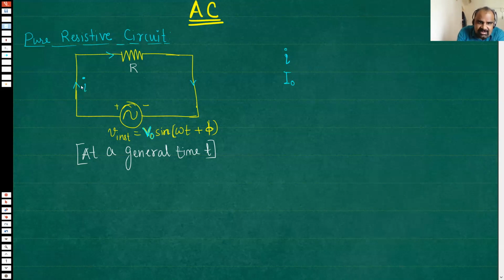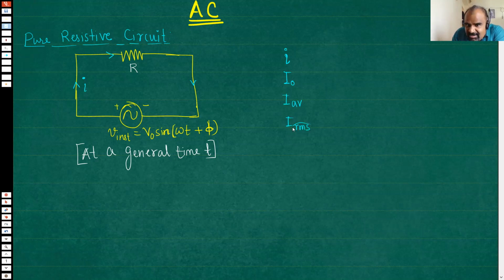Similarly, when we write the current equation, it will again be a sinusoidal function. Whatever is the amplitude of that function is called the peak value. Then there is the average value of this current, and then there is the RMS value of this current. Now, RMS value is the most important value. Out of these four currents, RMS is the most important.